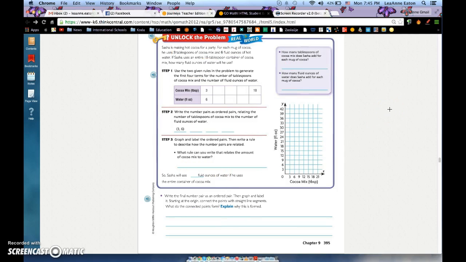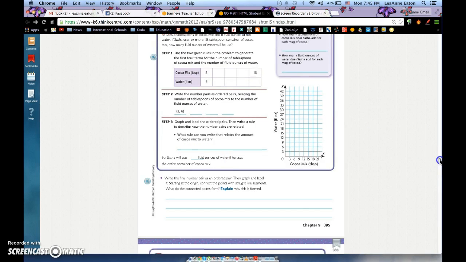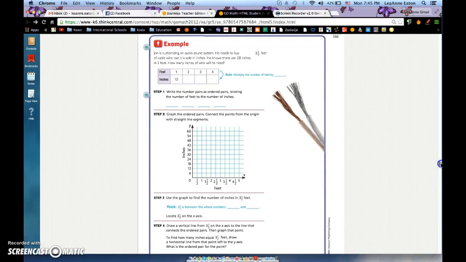I'm going to X this out and then go down to the next page. We have another one very similar to what we just did. Let's go ahead and look. John is customizing an audio sound system. He needs to buy 3.5 feet of cable wire, but it's sold in inches. He knows there are 12 inches in 1 foot. How many inches of wire will he need?